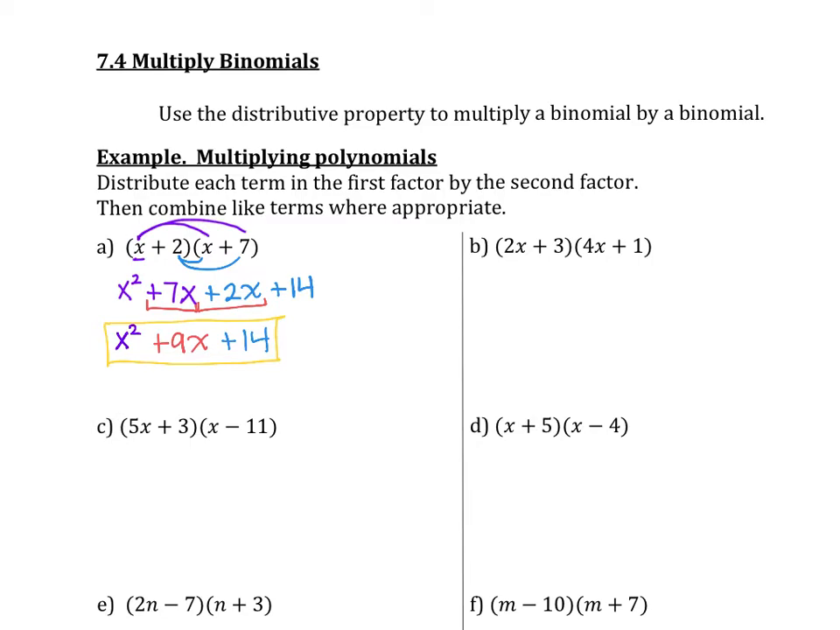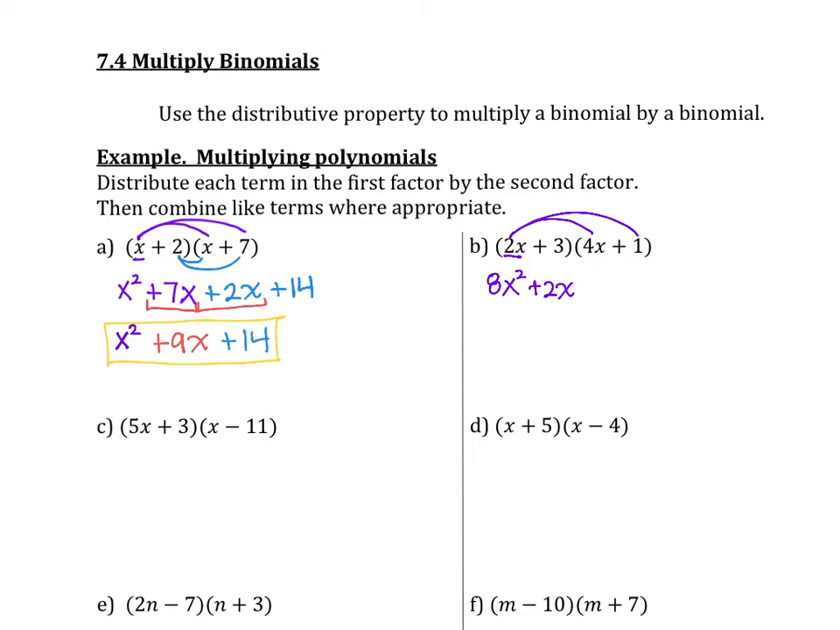Okay, for b, I'm going to do the same thing. I just added different coefficients. So I'm doing 2x plus 3 times 4x plus 1. So I'm going to start off and look at the first binomial. The first term is a 2x, so I'm going to distribute the 2x to the second parentheses. 2x times 4x, 2 times 4 is 8. X times x is x to the second. 2x times 1 is 2x. Okay, I finished distributing the 2x.